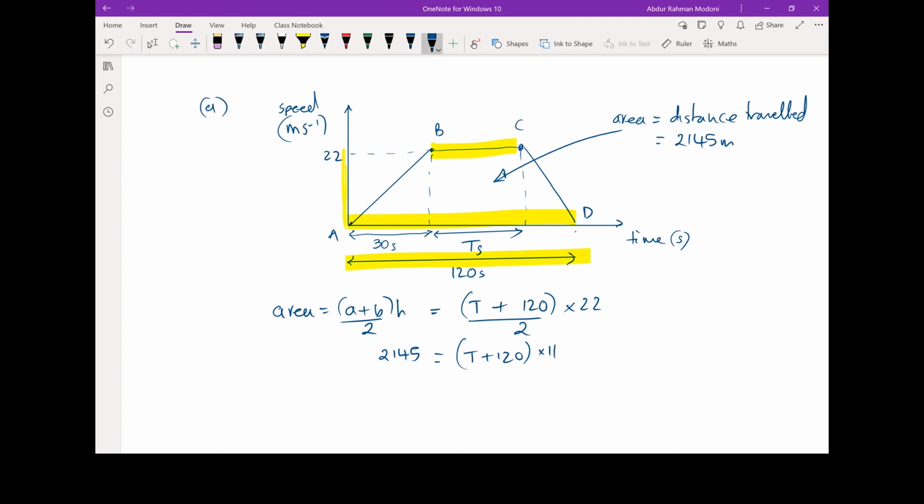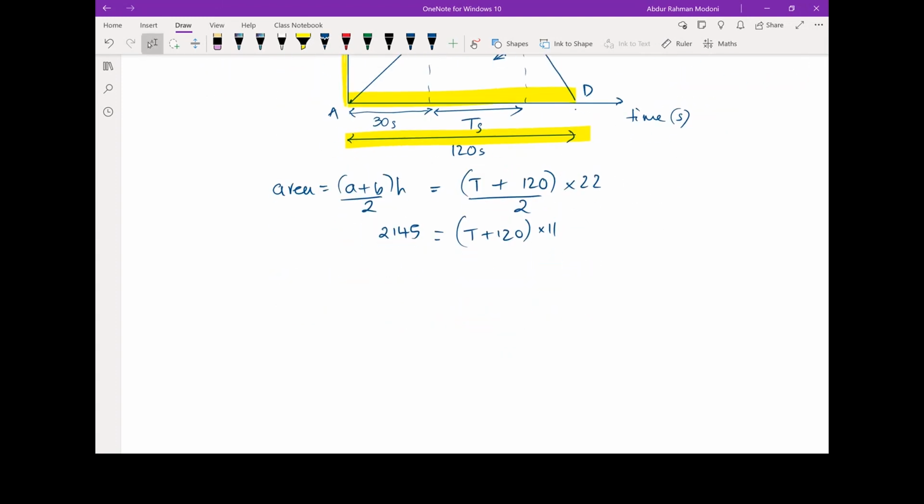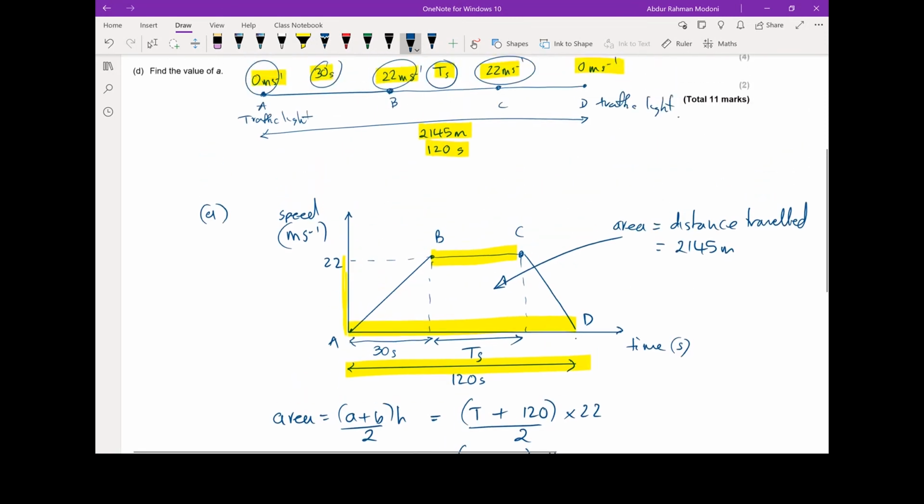So from here we can do 2,145 divided by 11, we get 195 is equal to t plus 120, which then gets us 195, take away 120, so we're left with 75 seconds is the time. So this is part B, completed, find the value of the time.